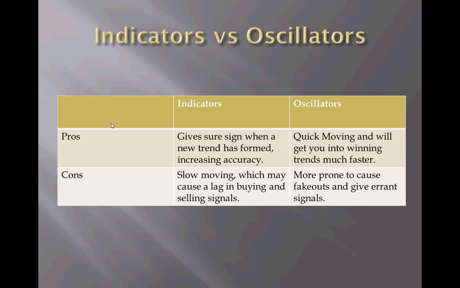Let's take a look at the crossover signals and give them some false indicators. We call these fakeouts. Here's just a few pros and cons of indicators and oscillators.